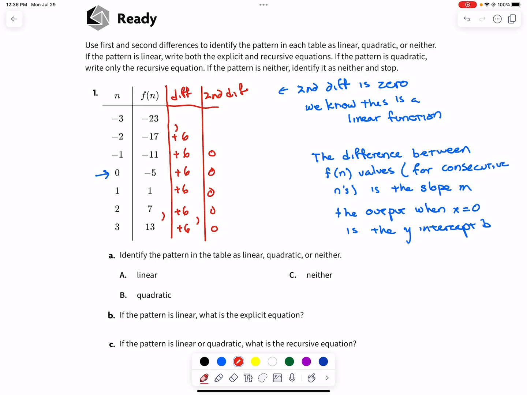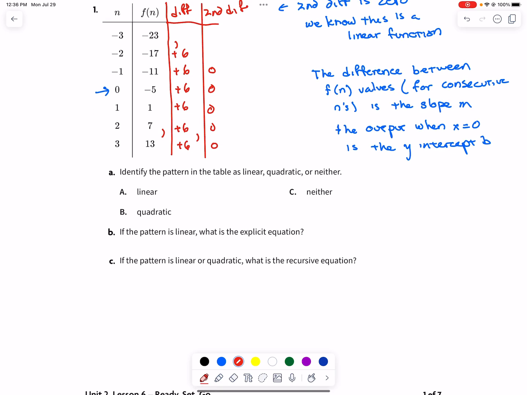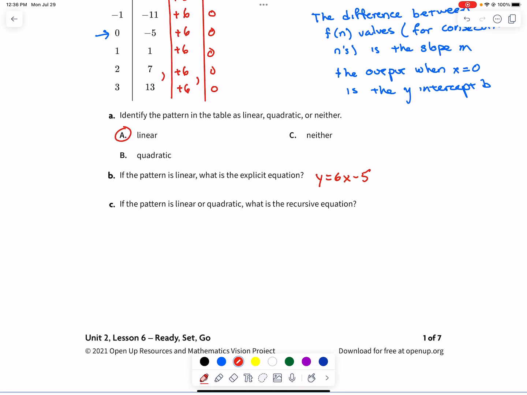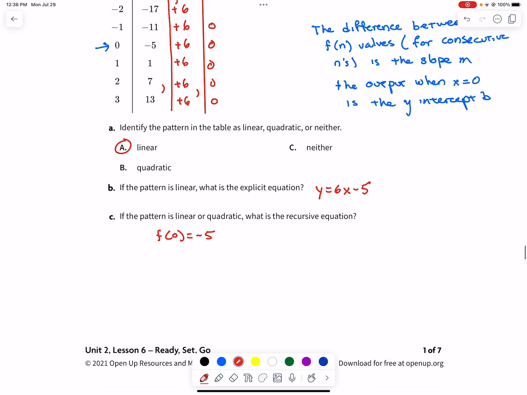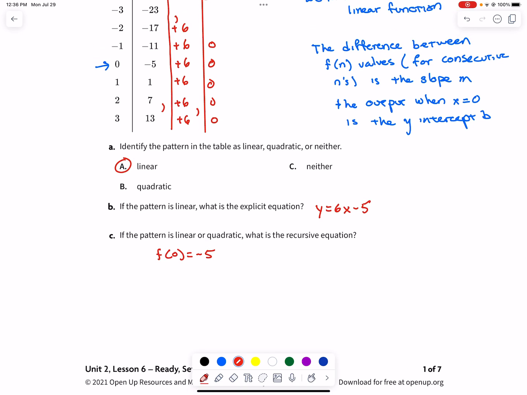Okay, so let's just answer the questions. This is a linear function. The explicit equation is y equals 6x minus 5. The recursive equation, I'm going to just always use f of 0 because I was trained that way. You can also start at the beginning of the table.